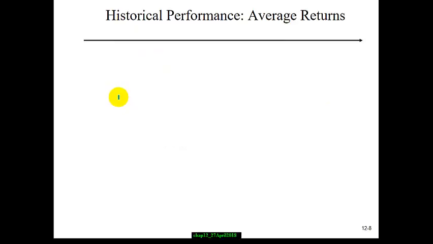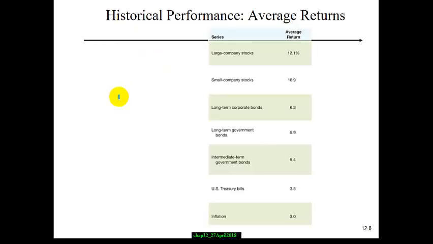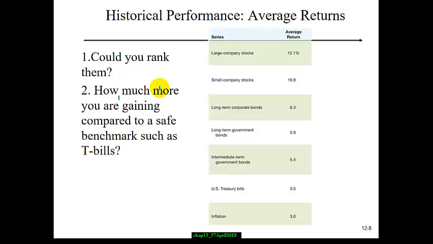Let's take a look at the reported average return for 7 securities over 1926 to 2013. Could you rank them according to the highest return to the worst return? Let's do it together. The highest is small company stock, followed by large company stock, then long-term corporate bond, long-term government bond, intermediate government bond, treasury bill, and inflation. So how much more are you getting compared to a safe benchmark like a T-bill?